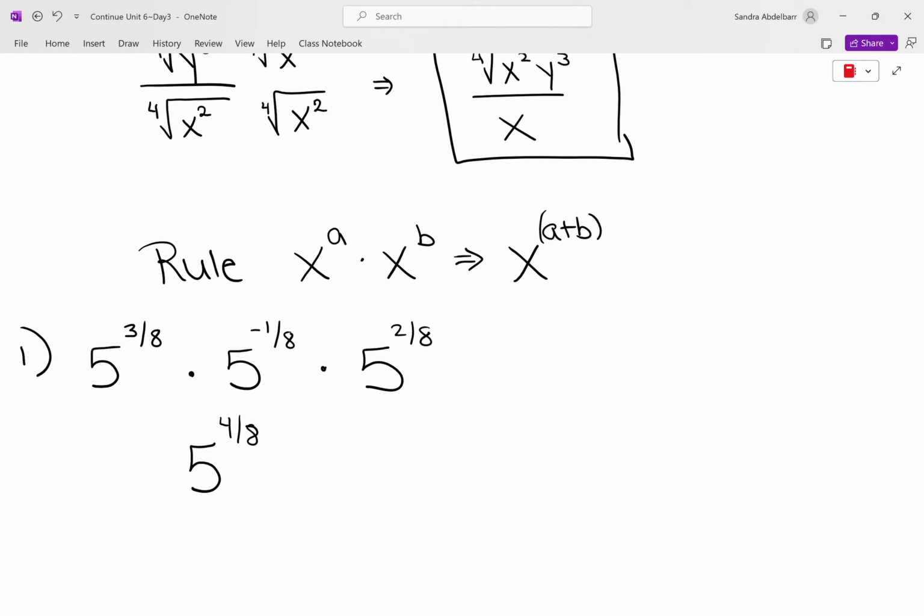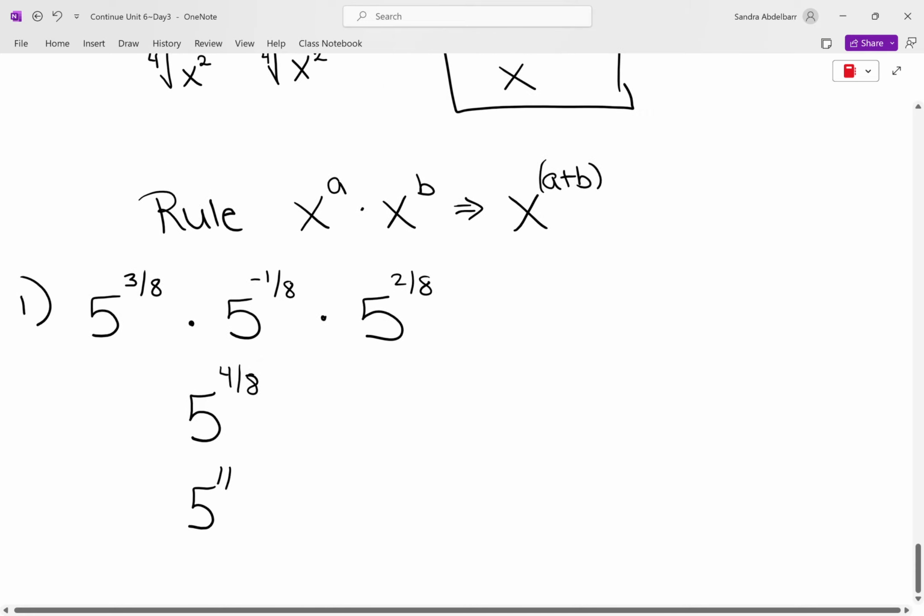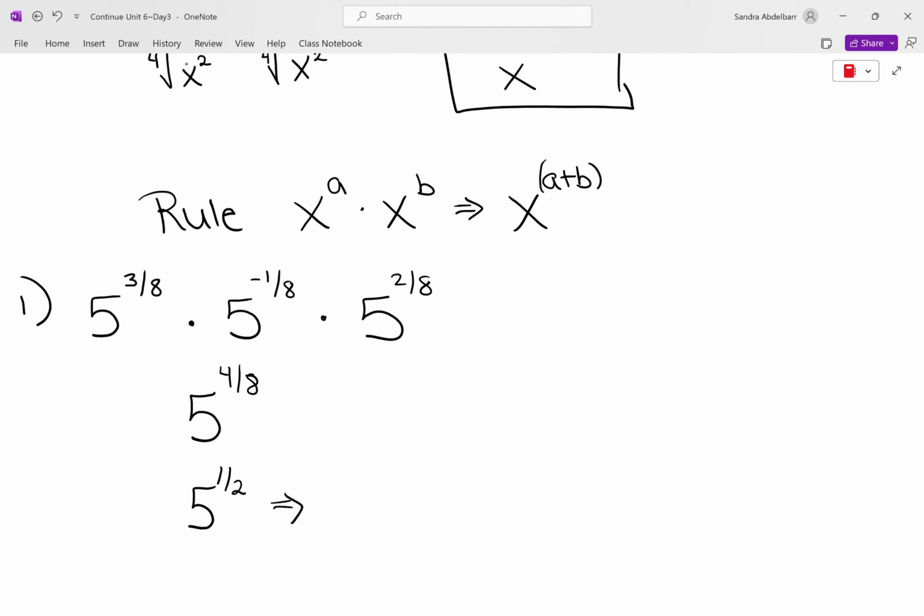But what can I do with the 4/8? We can simplify it down to a half. And then if I'm writing 5 to the half as a radical, what is that going to be? Root 5.